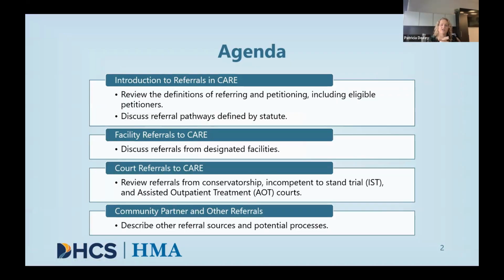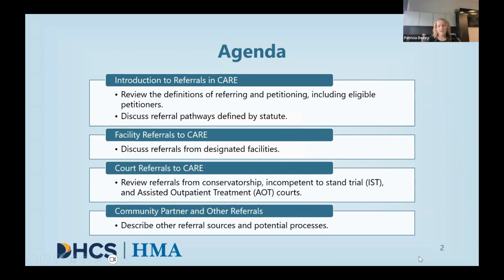In the first one, we'll have an introduction, just describe the difference between a referral and a petition, and what that could look like. And then we're going to talk about two types of referral that are defined by statute. So those are facility referrals and then court referrals, and talk about how those might flow. And then counties also have the option to build in a process to accept referrals from other community partners and other types of referrals. So we'll talk about what that could look like and provide some guidance.